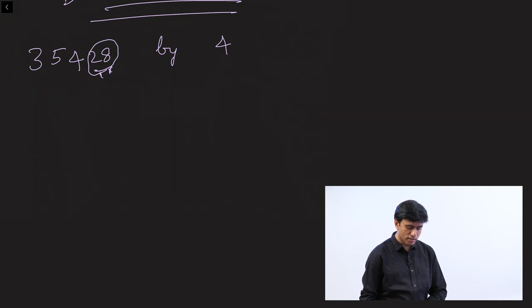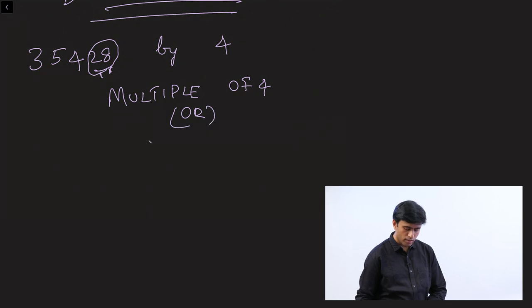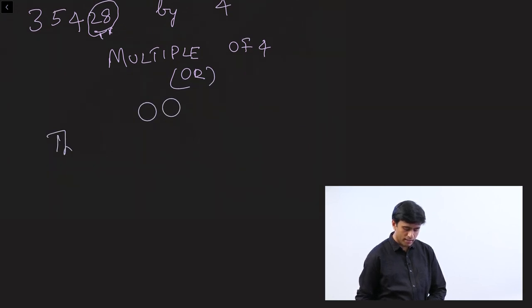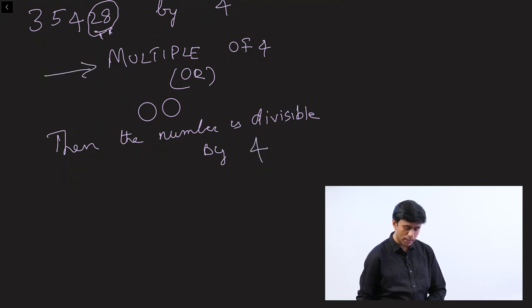If the last two digits are a multiple of 4 or double 0, then the number is divisible by 4. So you need to look at the last two digits and see if it's a multiple of 4 or if the last two digits have double zeros.